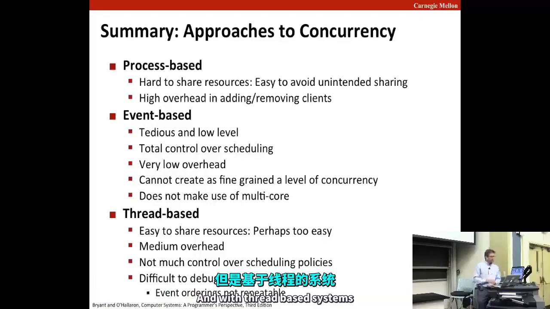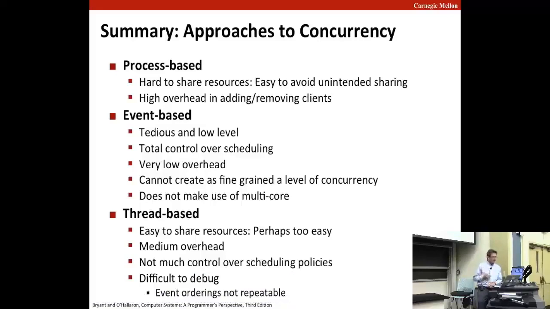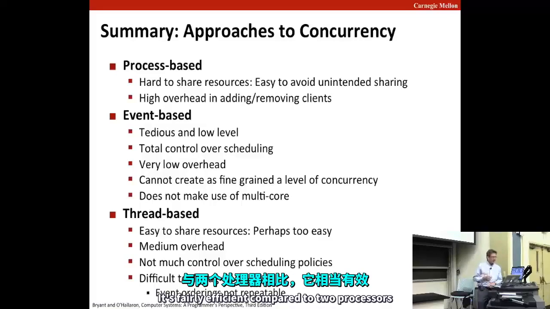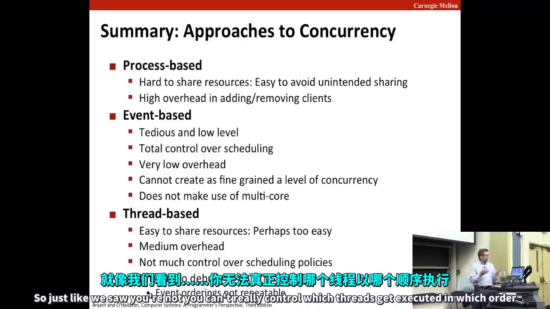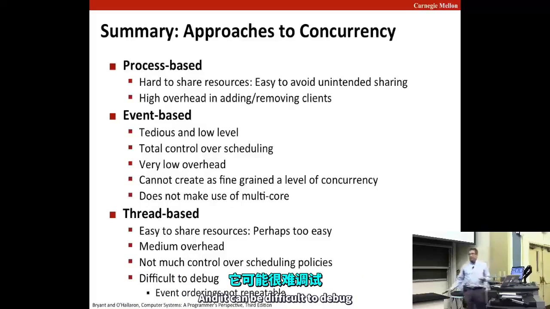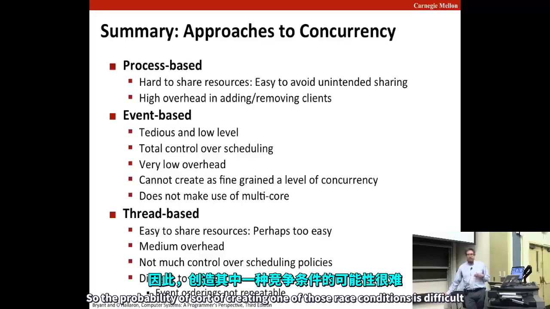And with thread-based systems, it's very easy to share resources, but that sharing can create problems of its own. It's fairly efficient compared to processes. You don't have much control over the scheduling, so just like we saw, you can't really control which threads get executed in which order. And it can be difficult to debug because there can be races that occur very infrequently, so the probability of creating one of those race conditions is low.